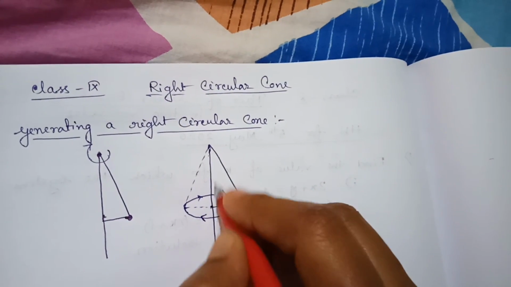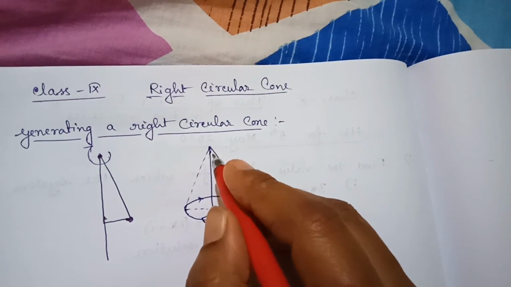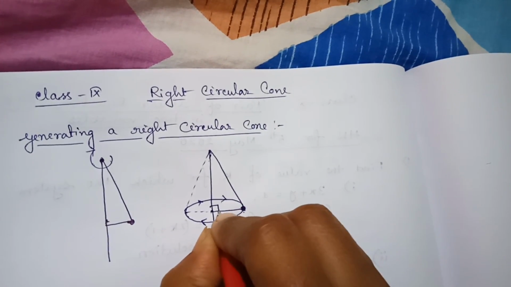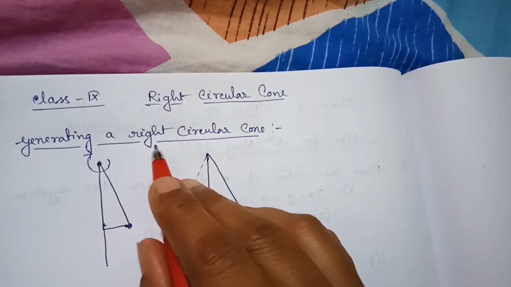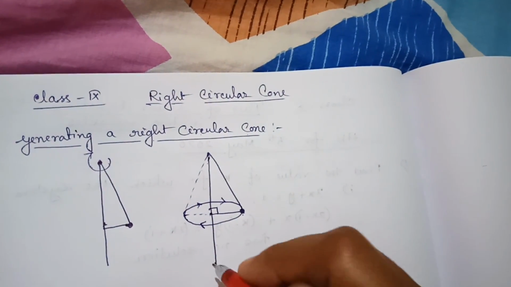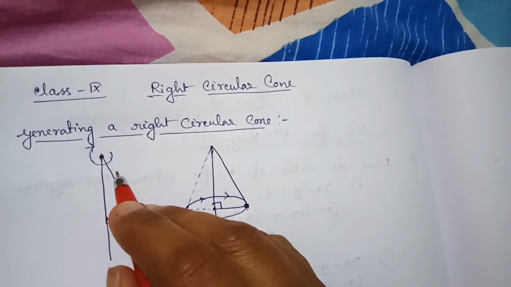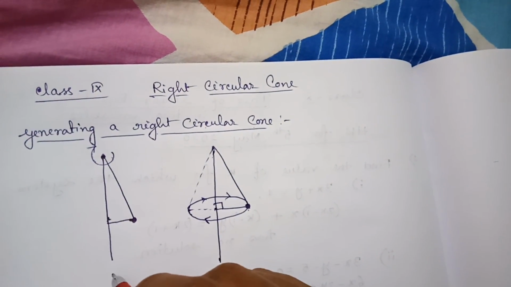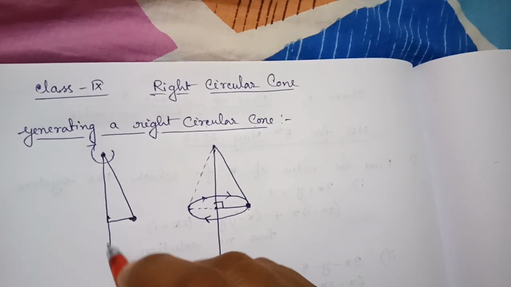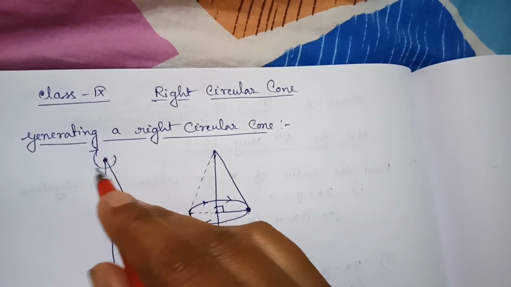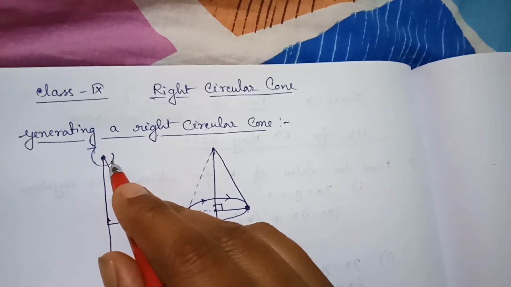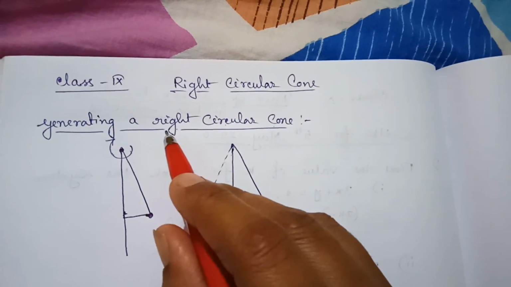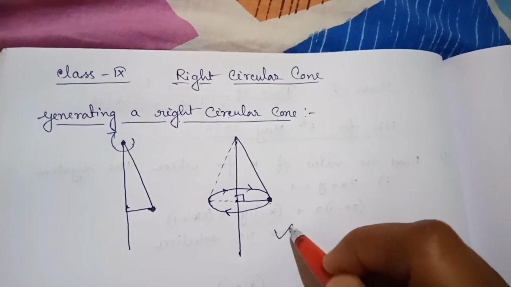And this generating triangle is actually a right triangle, that's why its name is right circular cone. Okay, again I'm repeating, you just need to have a right triangle and its perpendicular part will be its axis. Just rotate it through its axis and you will get a generated cone. For that reason, this is called right circular cone.